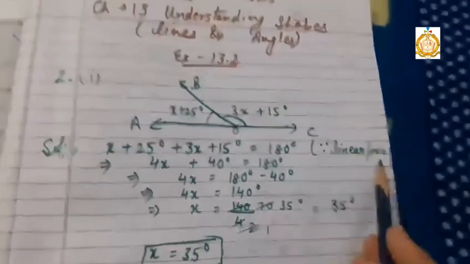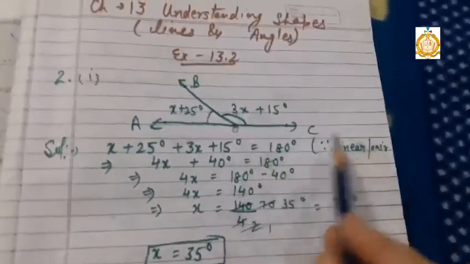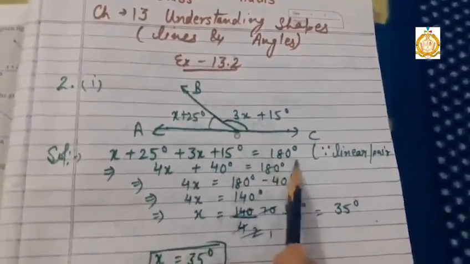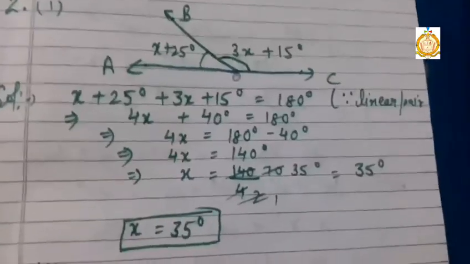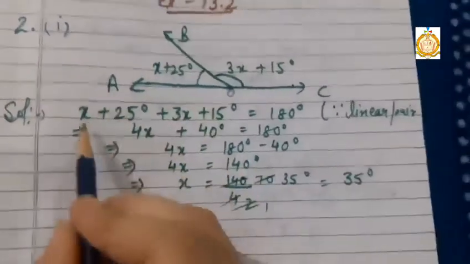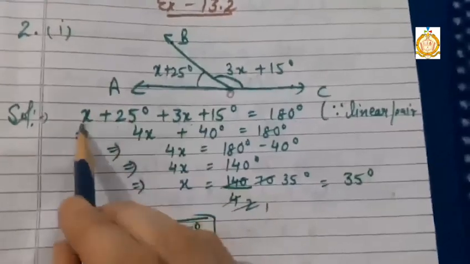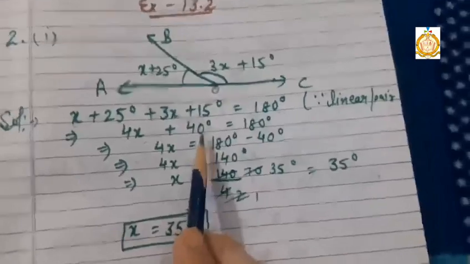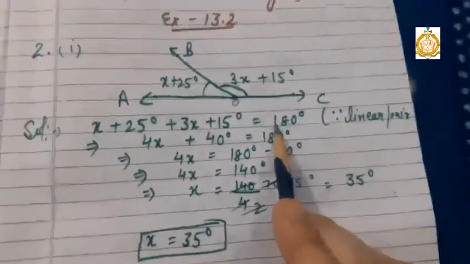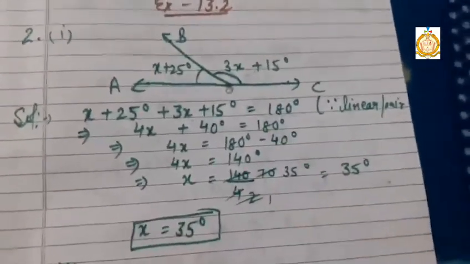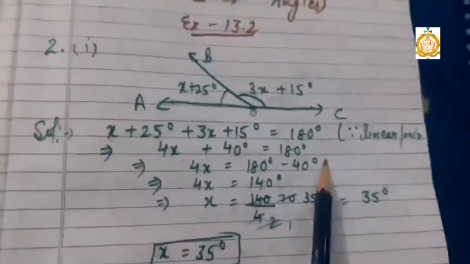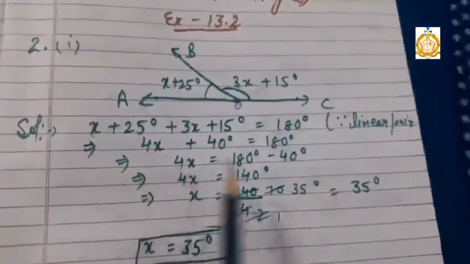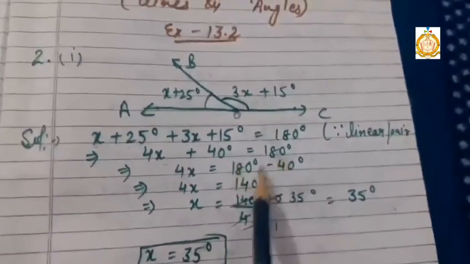Students, you have to mention the reason why these are equal to 180 degree, because these two angles are a linear pair, so they sum up to give 180 degree. Now we will add the like terms. Here x plus 3x would be 4x, and 25 degree and 15 degree sum up to give 40 degree, and writing 180 degree as such. We have to further solve this equation for the value of x. So we will write 4x as it is, equal to sign here, and 180 degree as it is.